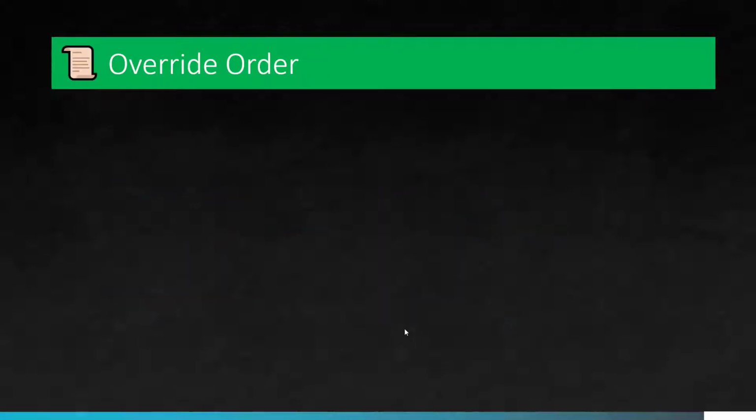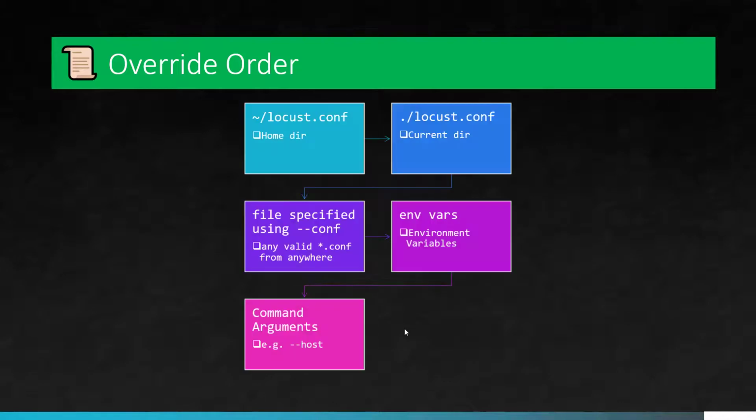So what happens if you are mentioning the properties in multiple places? Which one takes priority? Locust follows this order. At the very first, locust will check for the locust.conf in your home directory. If it is present, then it will read. Otherwise, it will look for the locust.conf in the current directory. So if there is a current directory configuration, then that will take precedence.